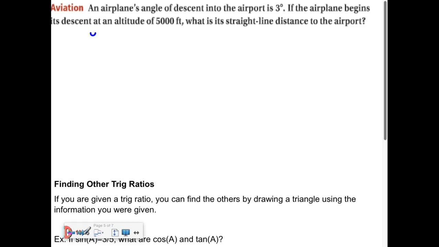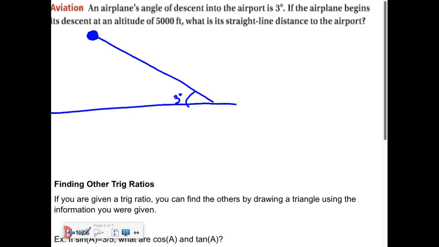All right, so we have an airplane. I know you're thinking, Bayles, you're such a good drawer. All right, so it's descending, so it's going down. Okay, already this looks fantastic. All right, and we have the ground here, okay, and we know that it is going down at 3 degrees.